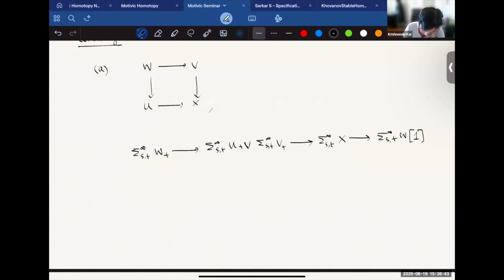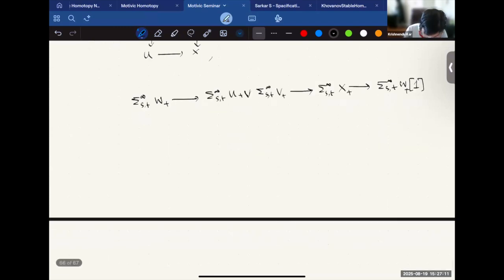These are all pointed. So let's add a point over here. Yeah, let me see. Give me 1 second. Let me see if I have done this correctly. Yeah, let's talk about it.